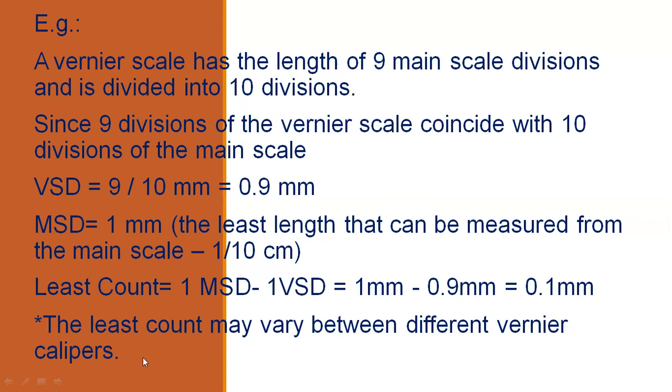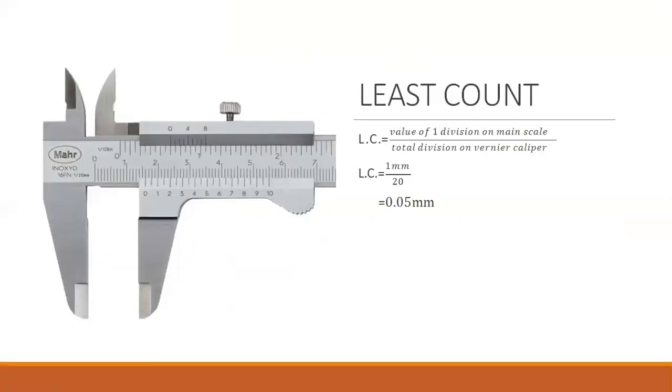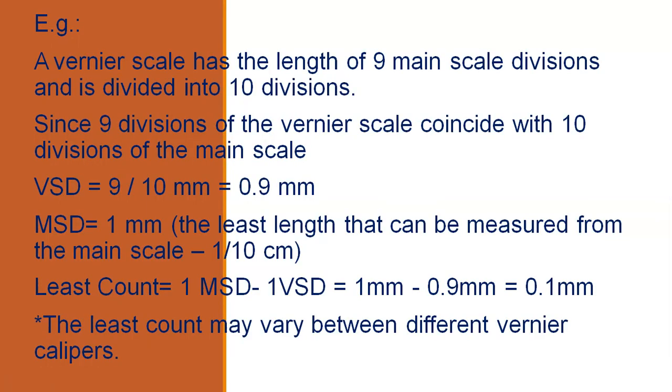The last count may vary between different vernier calipers. Just as I told you, the last count of this one is 0.05 millimeter, and if we talk about a vernier scale with 9 divisions and a main scale with 10 divisions, then in that case the minimum measurement is 0.1 millimeter.